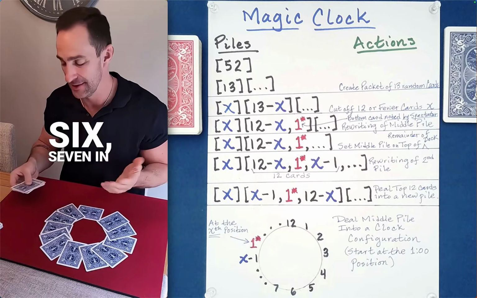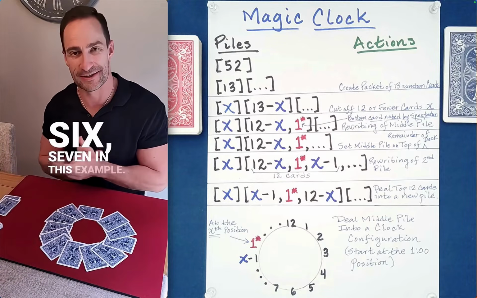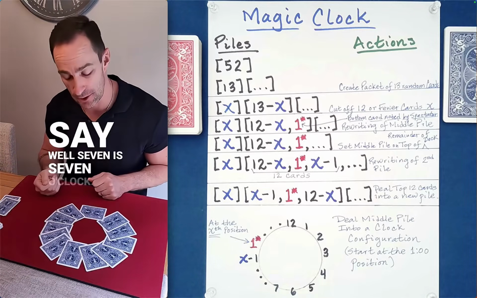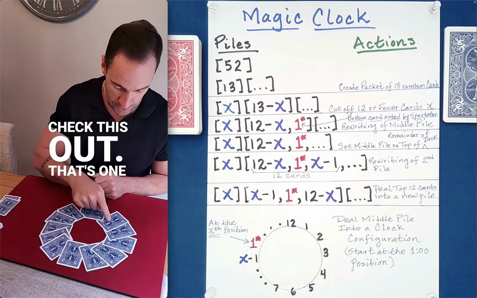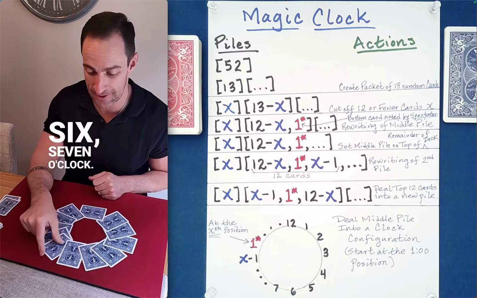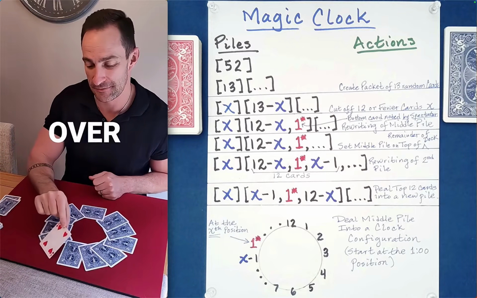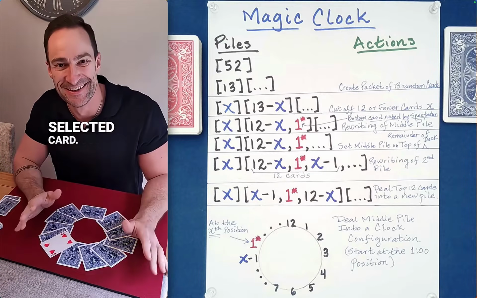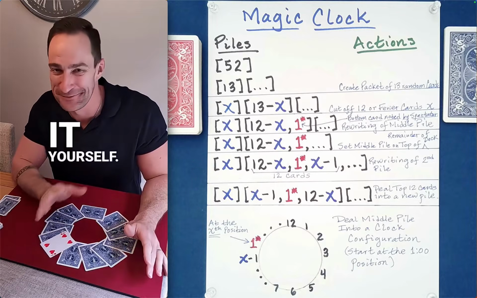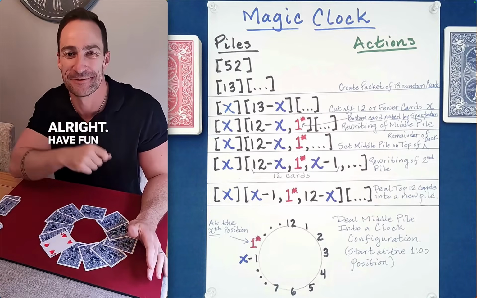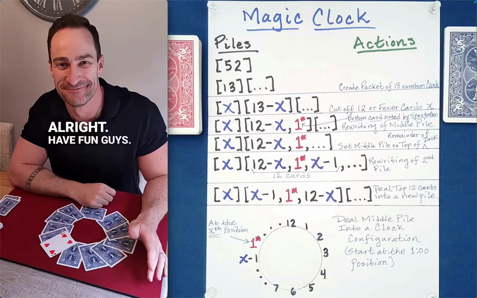Okay, so what you do is you say, well, 7, that means 7 o'clock for us here. So why don't we count to 7 o'clock on the clock? So we have 1 o'clock, 2, 3, 4, 5, 6, 7. Okay, where does that bring us? Right to the spectator's card. Absolutely amazing. That was a free cut by the spectator, and somehow they were able to find their card. Amazing, amazing. Okay, so that's Matt's presentation, which is a great way to do it.